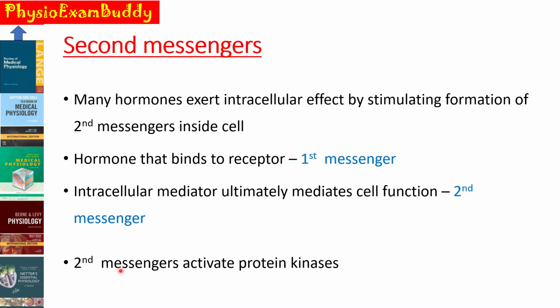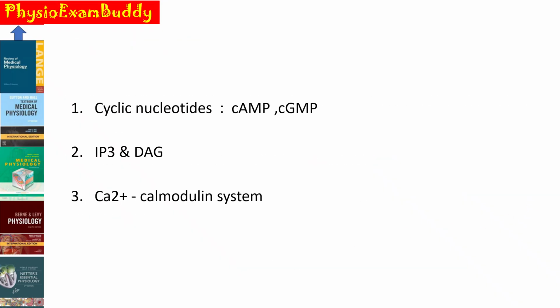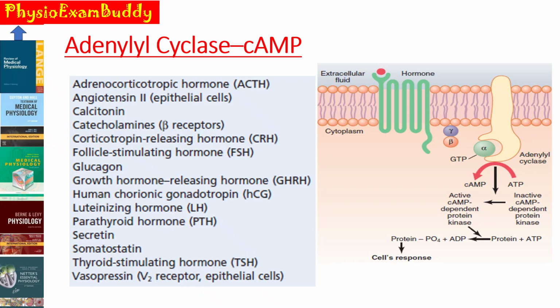And the function of the second messenger is that it will activate the protein kinases. There are three types of second messengers in short. The first is cyclic nucleotides, which include cyclic AMP and cyclic GMP. The second class of second messengers includes IP3, that is inositol triphosphate, and diacylglycerol or DAG. And the third type includes the calcium calmodulin system.